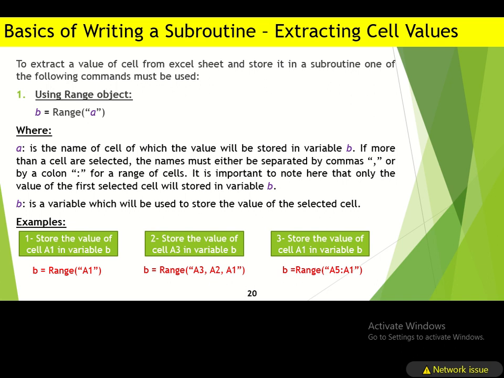So in the second example, B equals whatever is in cell A3. It will ignore A1 and A2. Okay. And similarly here, it will take which value? A5. Got it? So when you are storing the value, I can only store one value. And which value? Value from the first cell mentioned here.